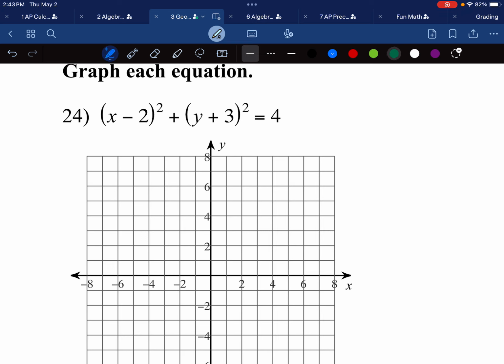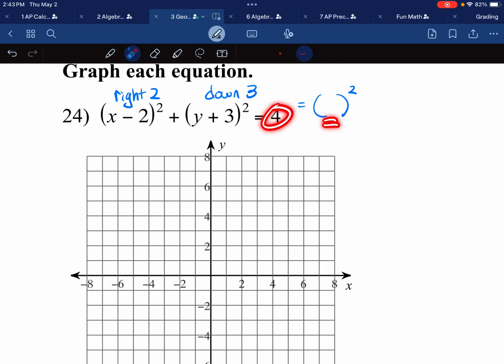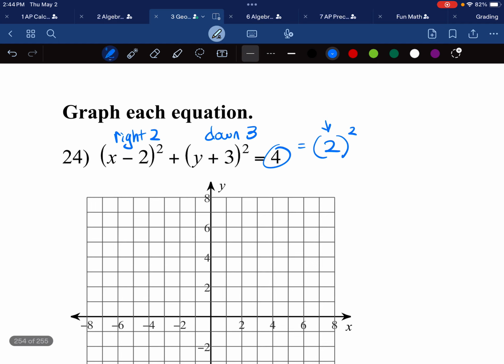This says right 2. So let me write notes to myself. This says go right 2. This would normally be the y direction, so it's up or down. This would normally be up 3, but you do the reverse of that, and this is down 3. And this here, it's not in the radius form. In order for this to be in radius form, it needs to be something quantity squared. Well, what quantity squared gives you 4? 2 quantity squared gives you 4. So that means that the radius here is 2.